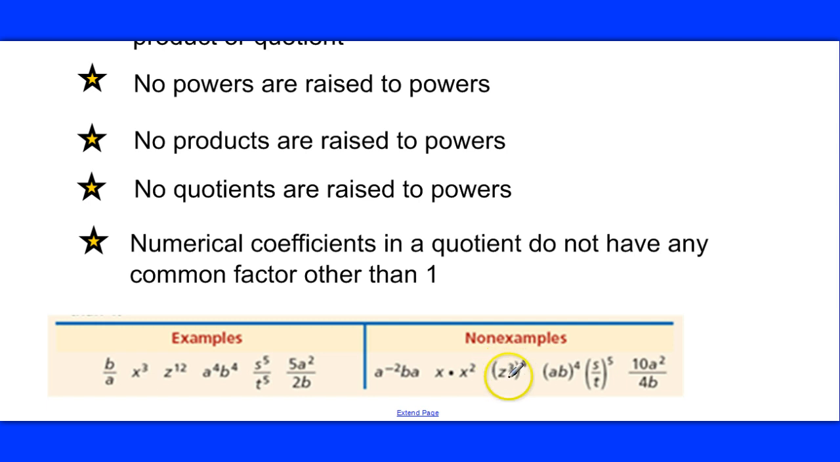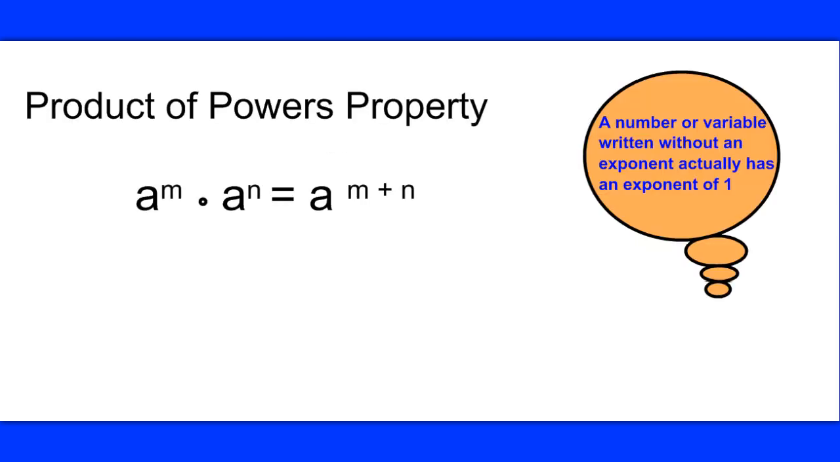Here you have a power taken to a power, so you need to take care of that. Here you have a product taken to a power, so the 4 has to go to the a and to the b. Here you have a quotient taken to a power, so the exponent goes to the numerator and the denominator. And here you have numbers that can be reduced. The 10 over 4 can be reduced to 5 over 2. So those are some examples.